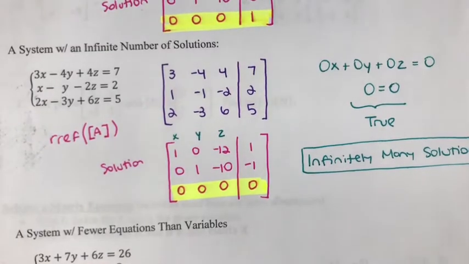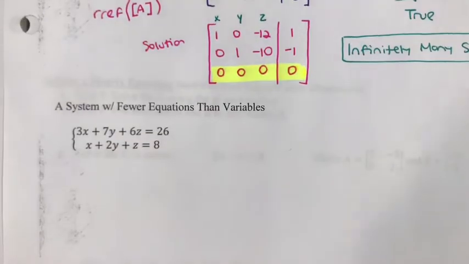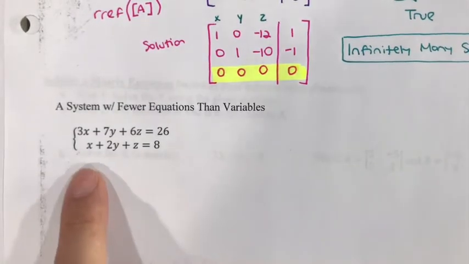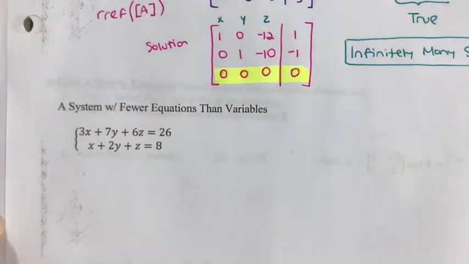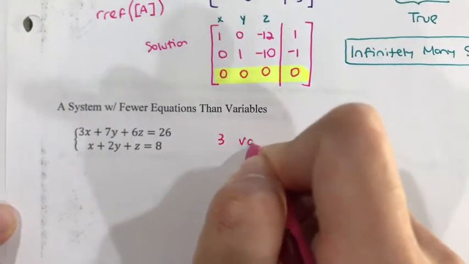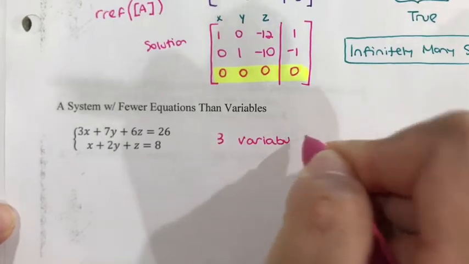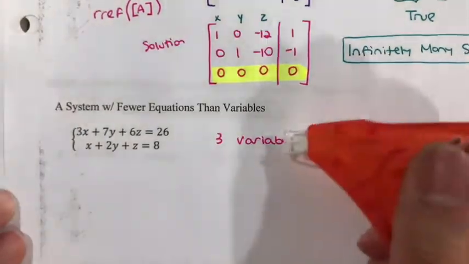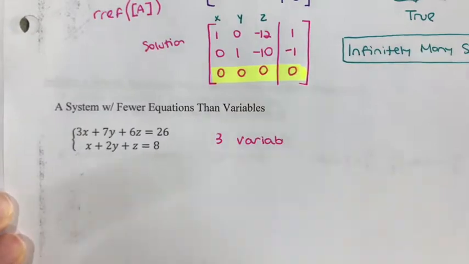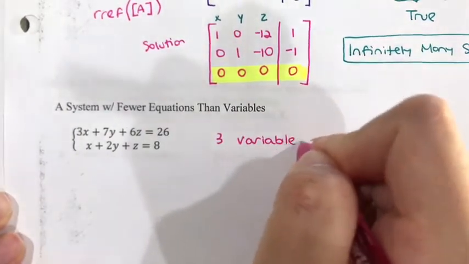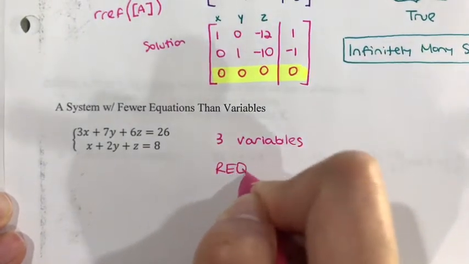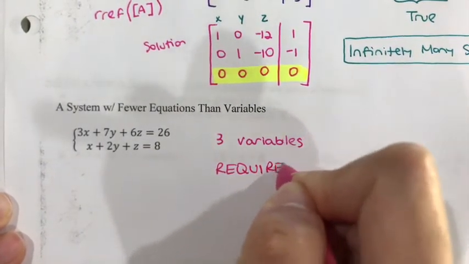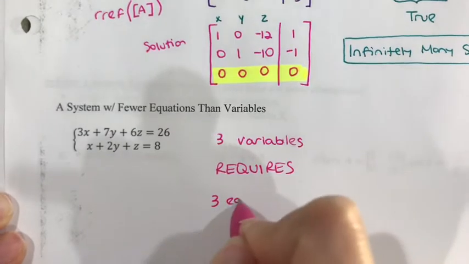Now the last one, we actually don't even need to use our calculator. And the reason is, you'll notice that you have 3 variables, but only 2 equations. So if you did have 3 variables, this is going to require 3 equations to solve.